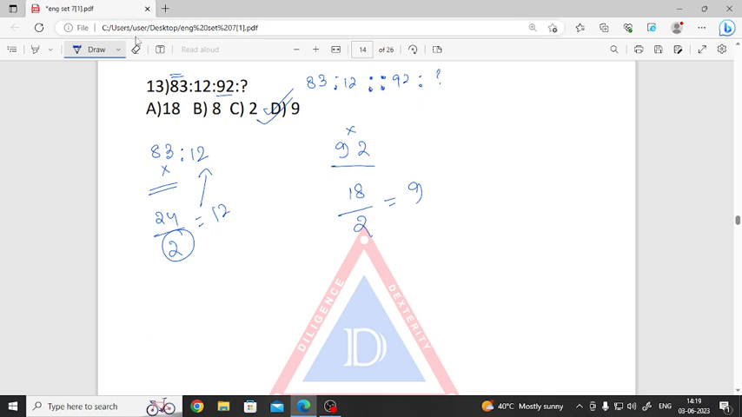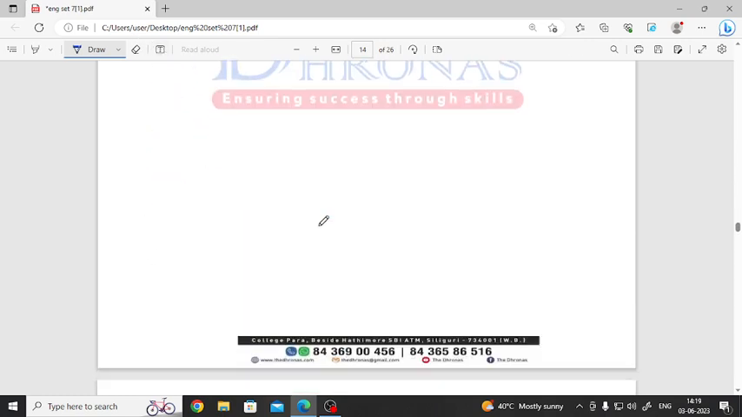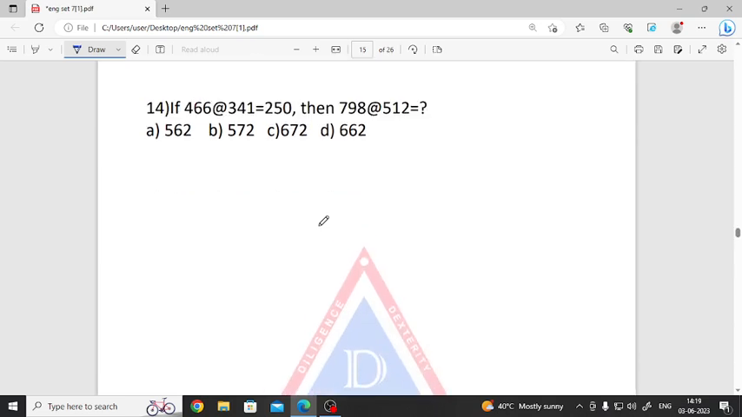Okay, let's do the next question. The next question is also again about a missing number. What is the question? 466 is at the rate 341. If we subtract, 466 minus 341, what do we get? 125. We require 250. If we multiply it by 2, we get 250.